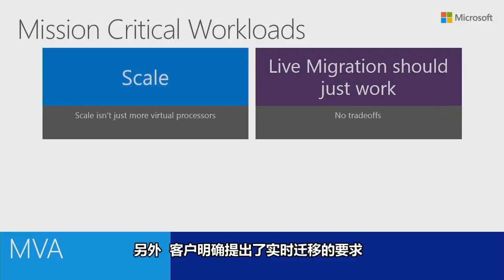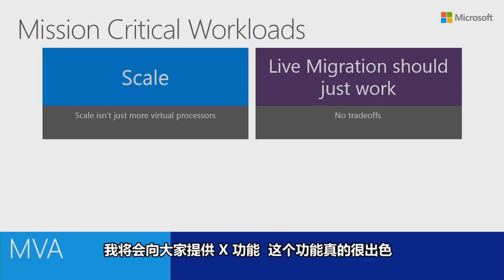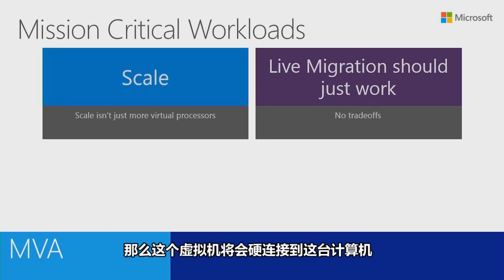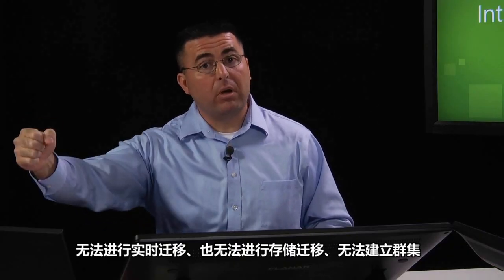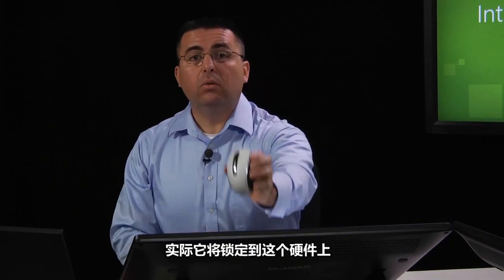In addition, one thing you told us very clearly is live migration should just work. This is something we heard time and time again. I would talk with customers and say, look, I've got a brand new feature. Here's feature X. Okay? I'm going to give you feature X. Feature X is really super cool. But if I give you feature X, this VM is hardwired to this machine. I can't live migrate it. I can't fail it over. I can't storage migrate it. I can't cluster it. It is literally locked to this piece of hardware. How do you feel about feature X? And the answer was always the same.